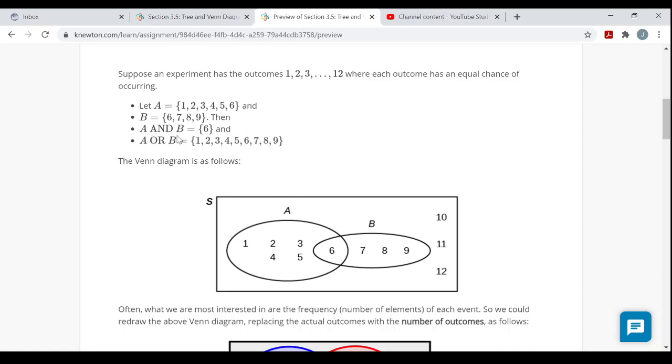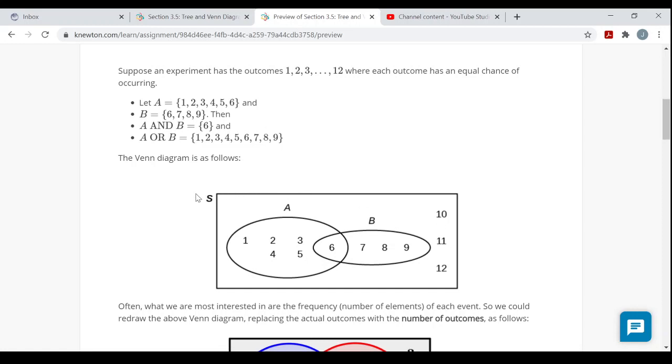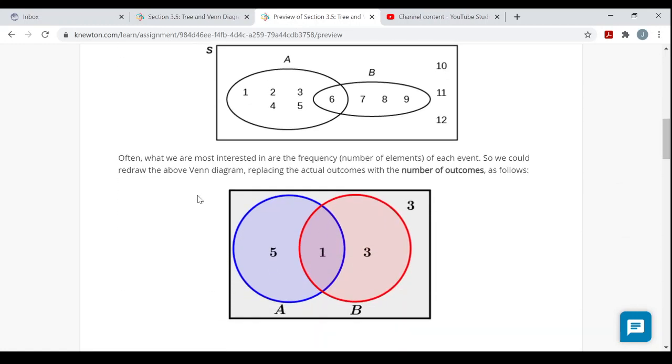See, A and B, that's the overlapping region, is just 6. A or B, remember, was all the outcomes in A or B or both. So 1, 2, 3, 4, 5, 6, 7, 8, and 9. And then you see on the outside, the 10, 11, and 12, right? Those weren't in A or B, so they're outside, but they're still in the sample space. Right. Now, often, what we're more interested in are the frequency of each event.